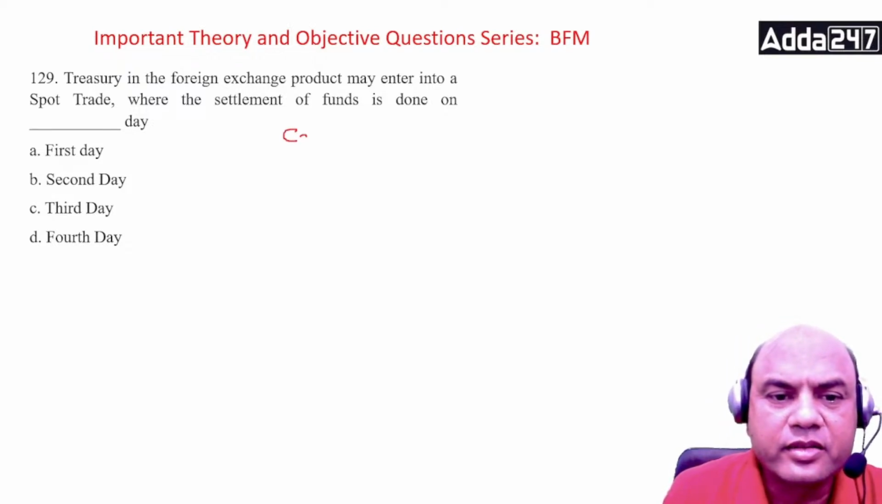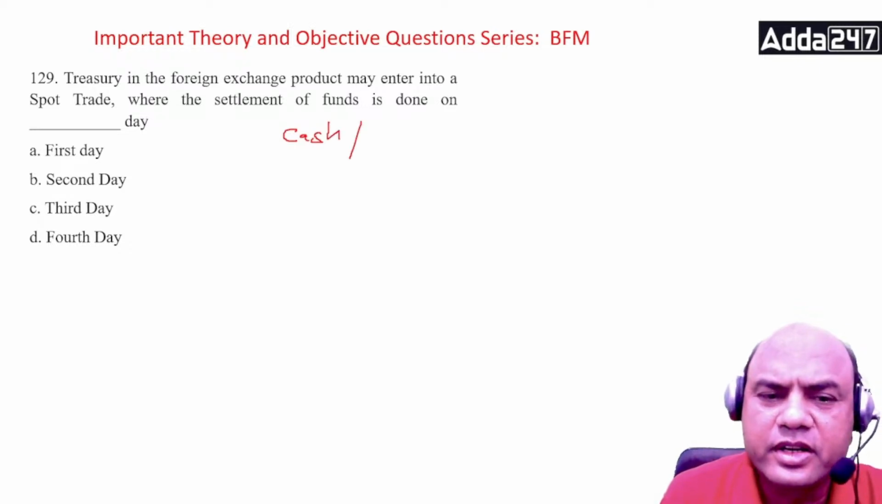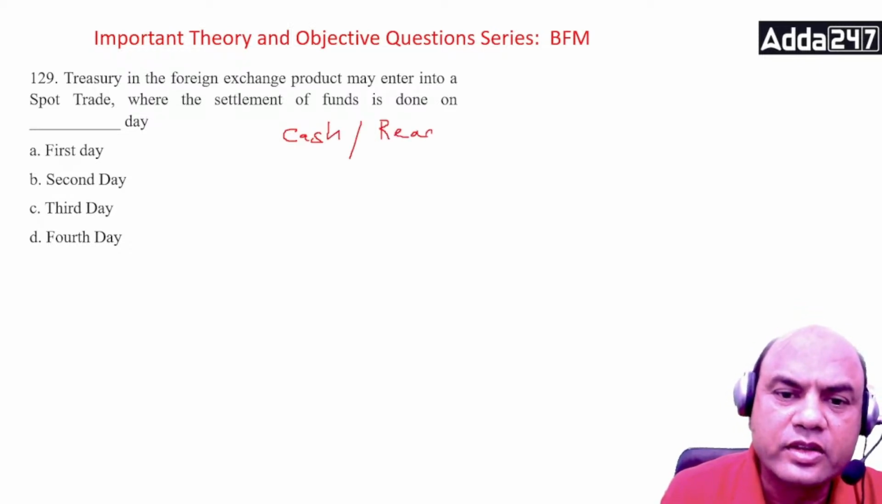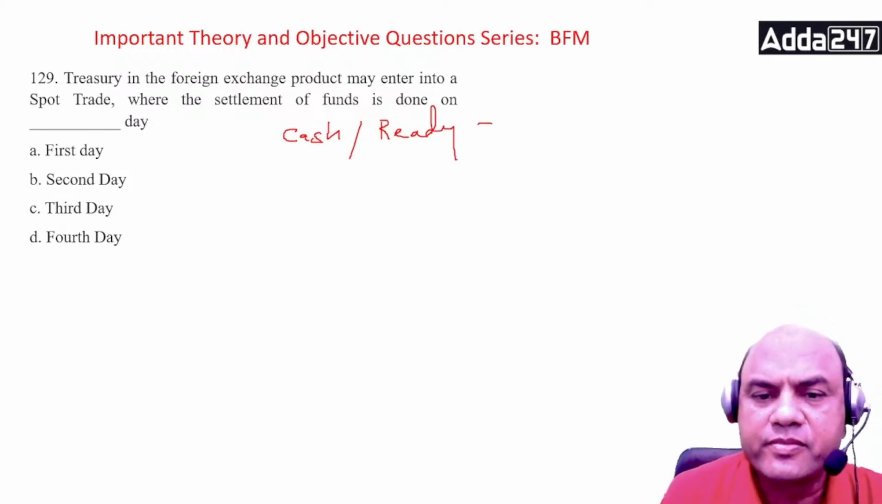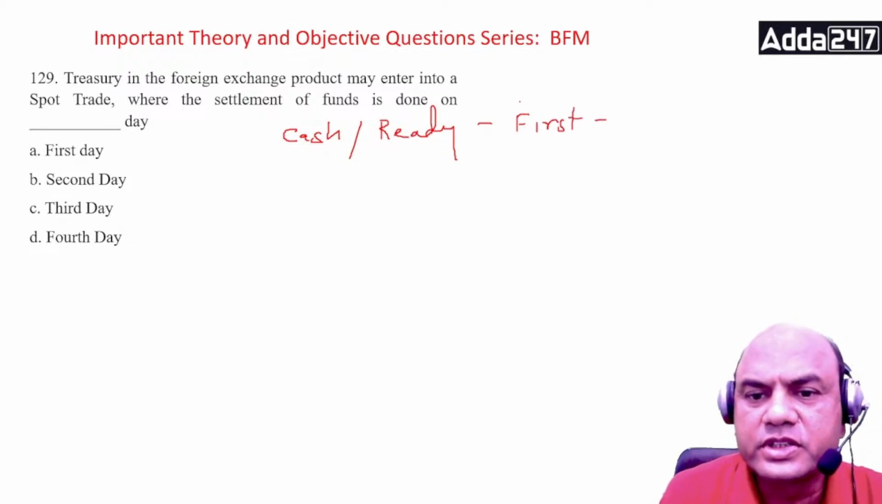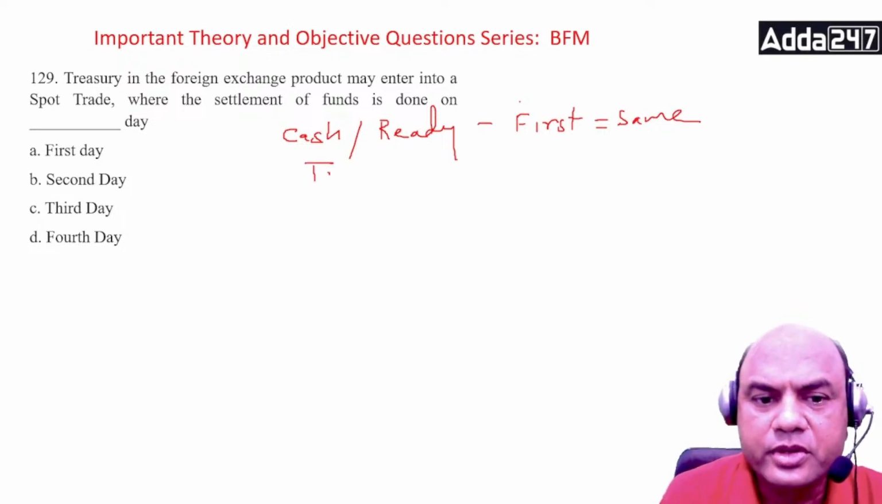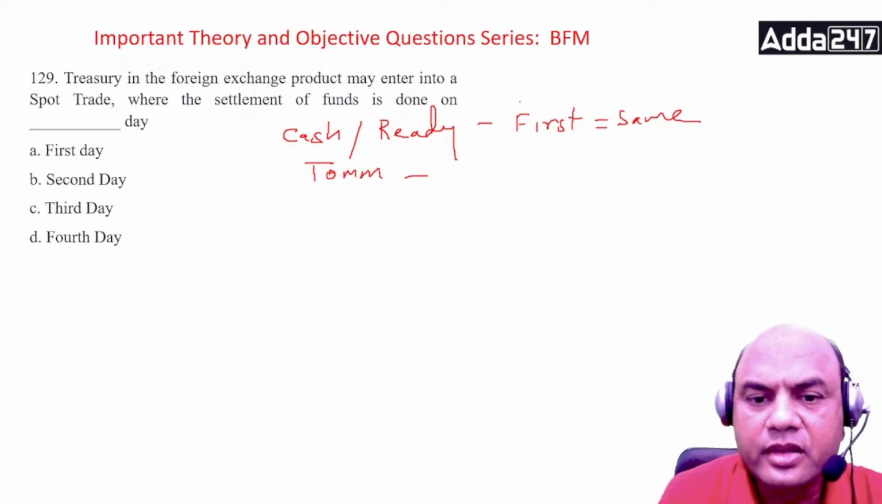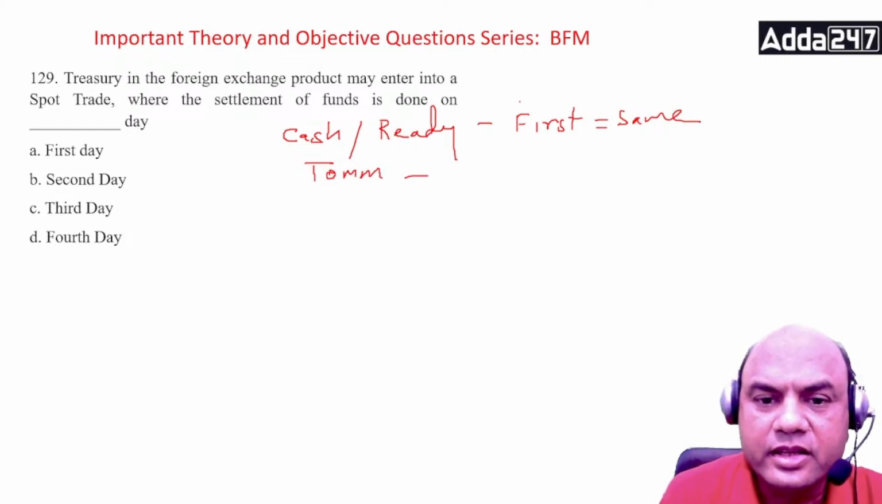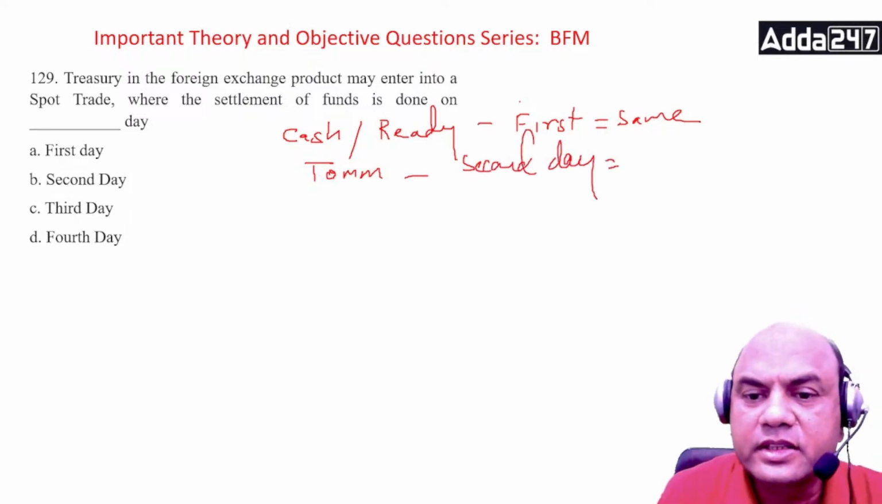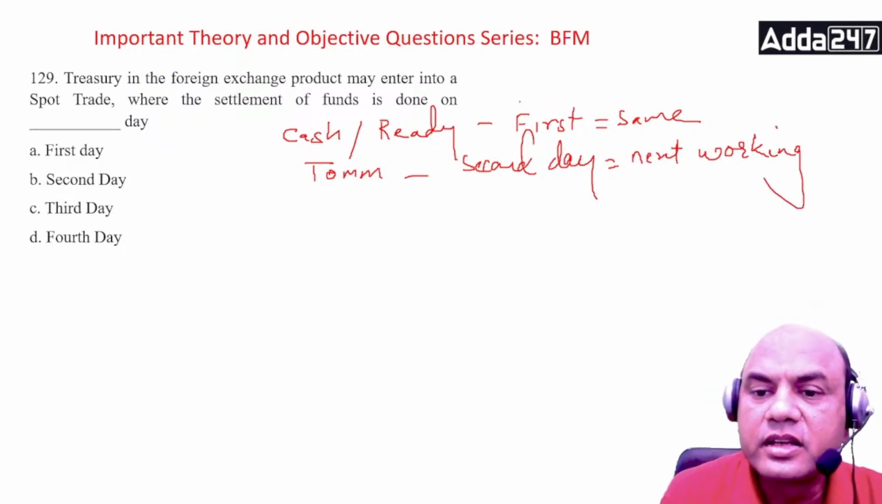Cash ready, right? This you had studied in your JAIIB also and here also. Cash ready is done on the same day, right? First day only. You call it first day. First day means same day. Second is Tom. Tom is always done on the next working day, not second day. It is called second day, or you can call it next working day. Remember, whenever we say second day, it is not calendar day. Next working day.